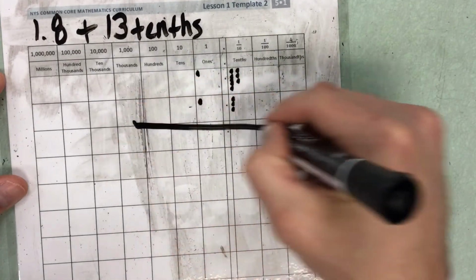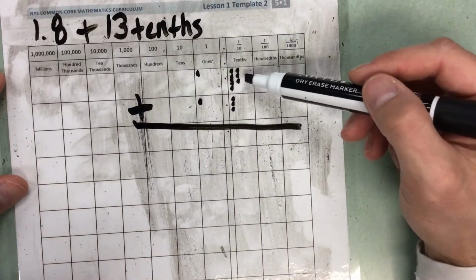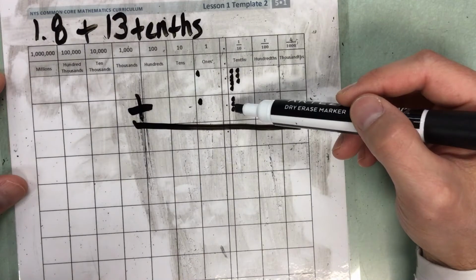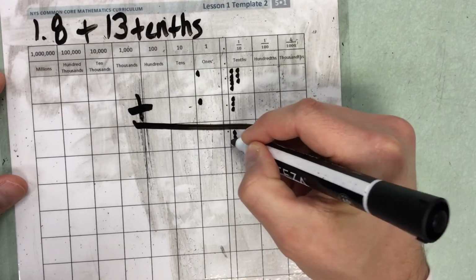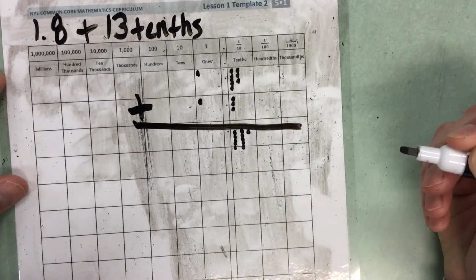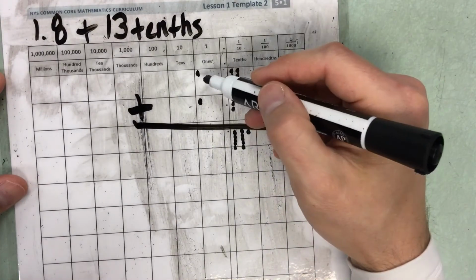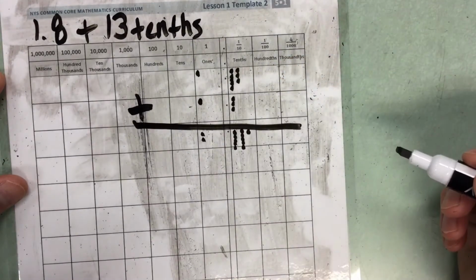So now I'm going to add just like I would in the standard algorithm. So I have 8 plus 3. That would give me 11, 11/10. And 1 one plus 1 one would give me 2 ones.